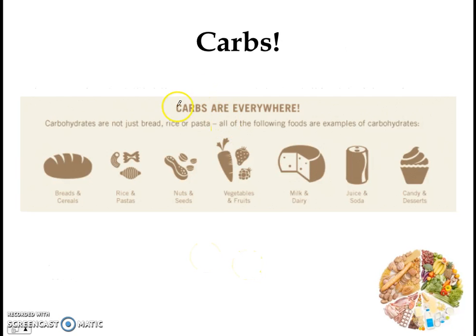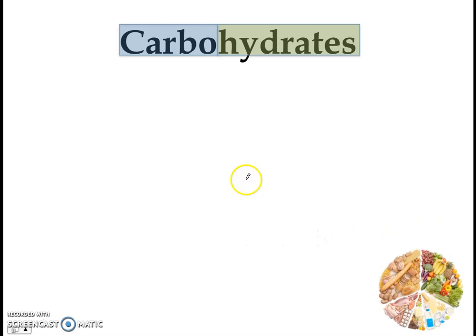Right, carbs are everywhere. They're not just found in your breads and rice and pasta. All of the following foods are examples of carbs, even found in vegetables and fruits, and we'll see why later. In your milk and dairy products, candies and desserts. So carbs are a very diverse group of nutrients and very relevant to our everyday life.